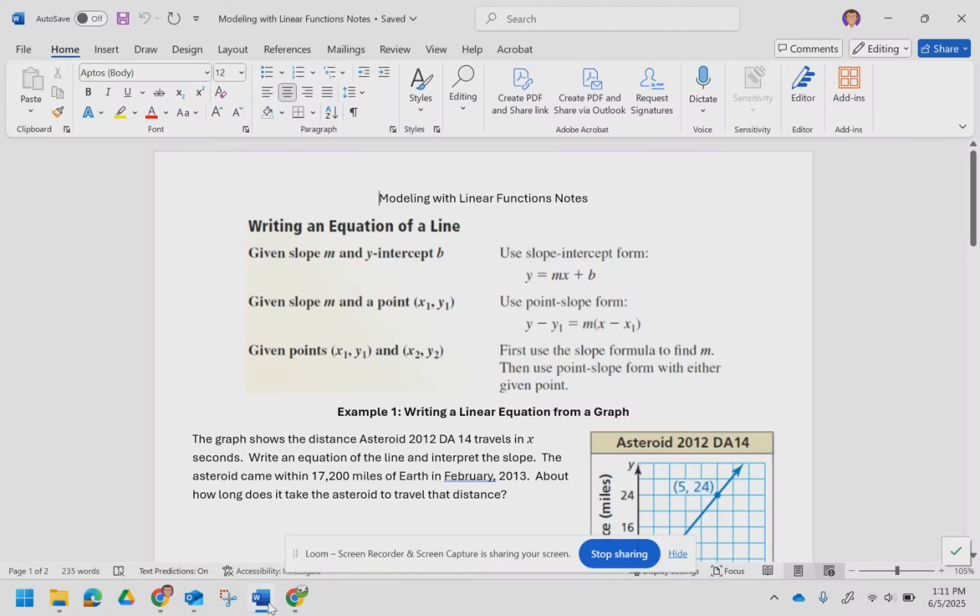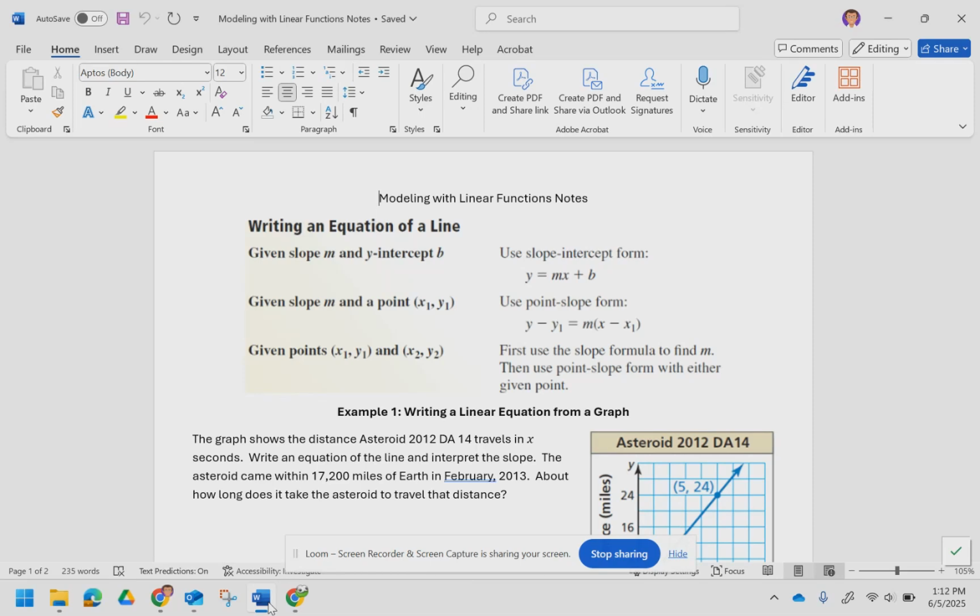Welcome back, students. Today we're going to be talking about modeling with linear functions. We're going to see how the linear equation can apply to real-world situations and how understanding of the equations and its components can help us to interpret these equations in context of the real world and vice versa.